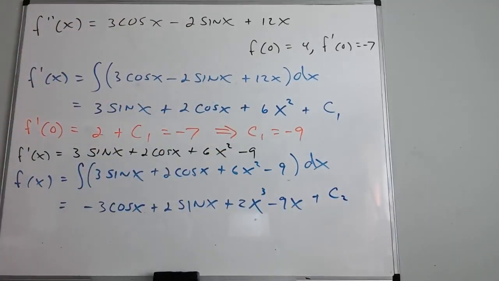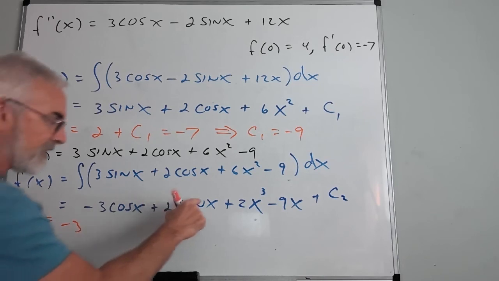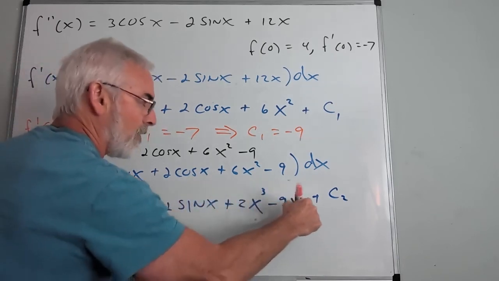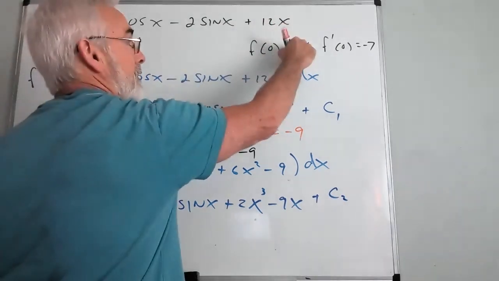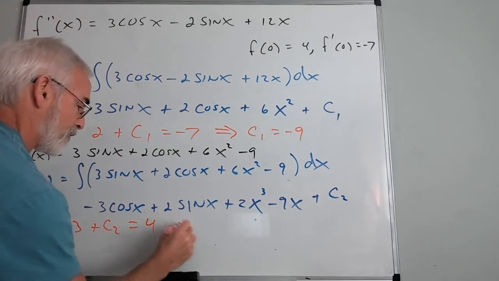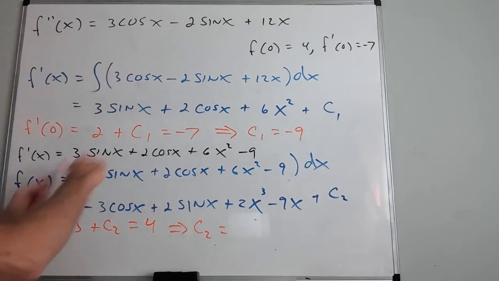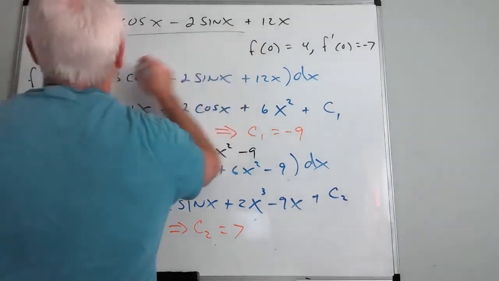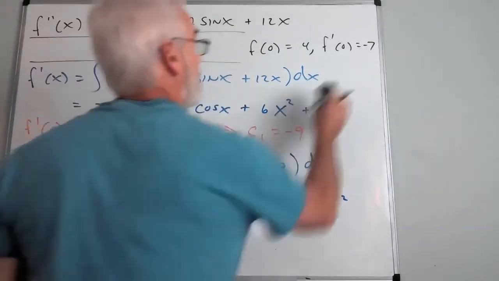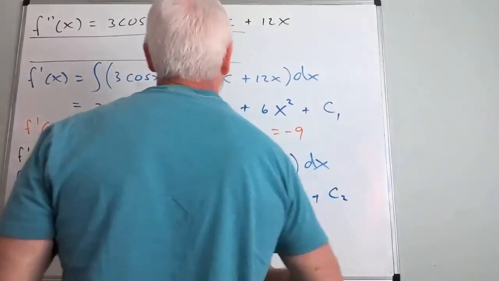All right, so just like before, what is f of 0? -3, 0, 0, 0, plus C2. And that's supposed to equal 4, which would imply that C2 is 7. Okay, with that, I can now give you the final answer to the problem. I'm going to erase these. I don't need these anymore. I'll put it right here.